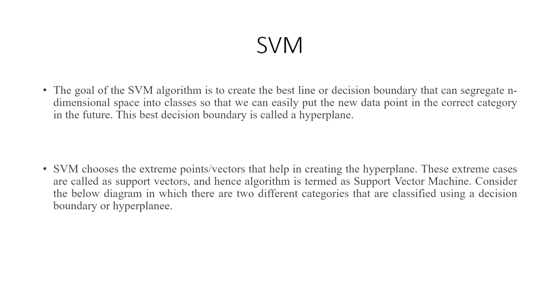Next we have SVM, or support vector machine. The goal of the support vector machine algorithm is to create the best line or decision boundary that can segregate n-dimensional space into classes so that we can easily put a new data point in the correct category in future. The best decision boundary is called a hyperplane, and there can be more than one hyperplane. SVM chooses the extreme points or vectors that help in creating the hyperplane. These extreme cases are called support vectors, and hence the algorithm is termed the support vector machine.